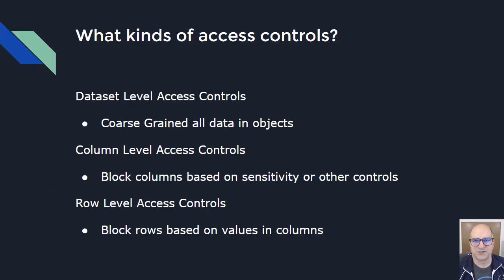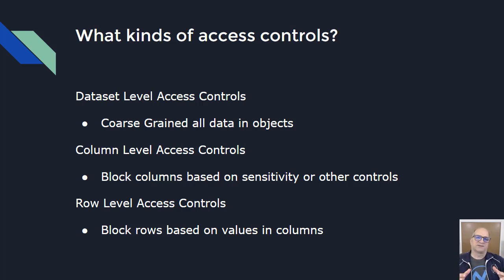So what kind of access controls are we talking about? What is the granularity of these? One is data set level access controls. These are super coarse grain. In a lot of ways, this is actually the most basic control that's available, like in cloud storage. And it really only gives you all or nothing access based on your role.